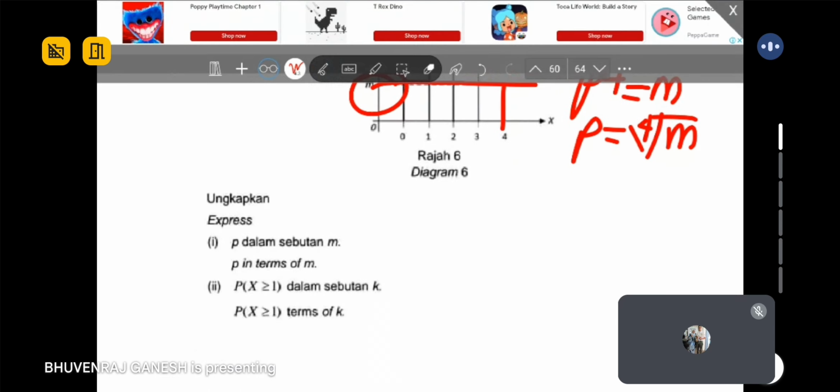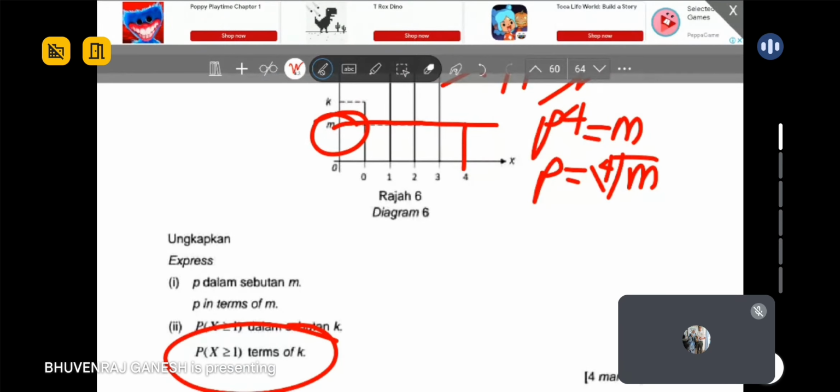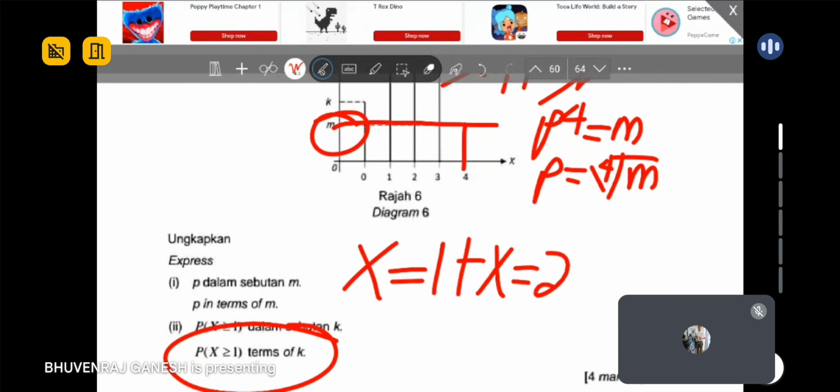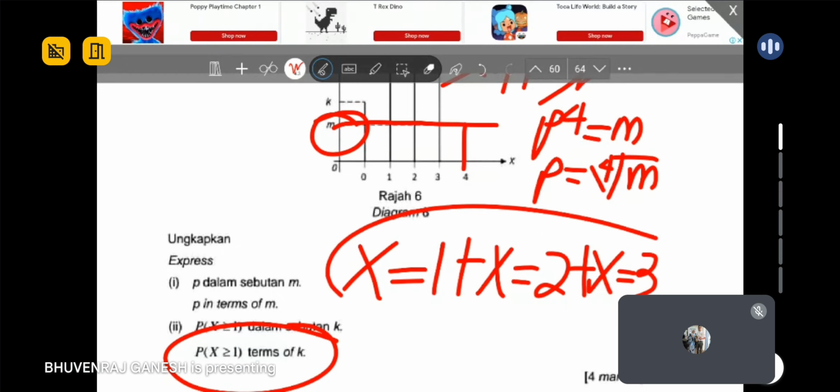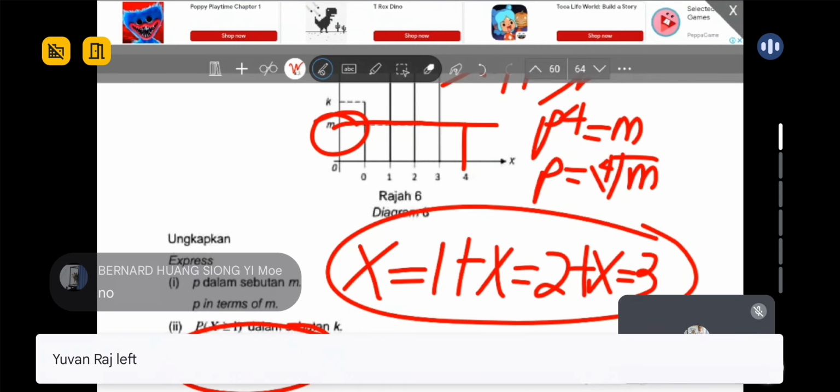Alright. So now, yang kedua, P(X greater than or equal to 1). So X equal to 1 plus X equal to 2 plus 3. Okay, so guys, kamu nak buat ke kaedah macam ni? Yes or no? Do you want to use this method? 1, 2, 3, 4. Is it a smart way? Adakah ini kaedah bijak? Yes or no? Tell me. Okay, very good.